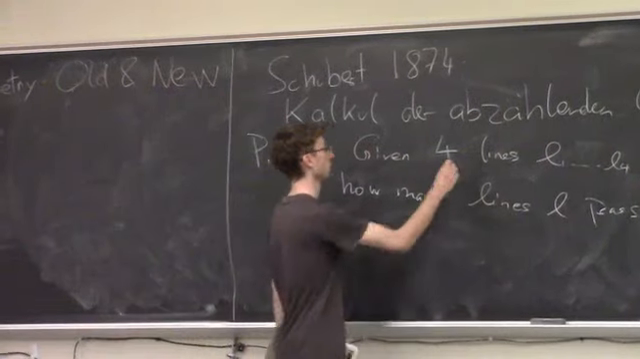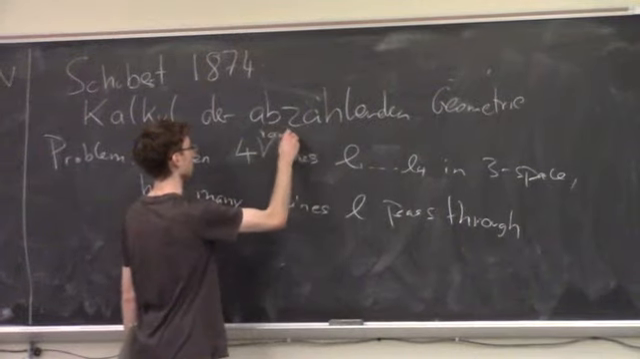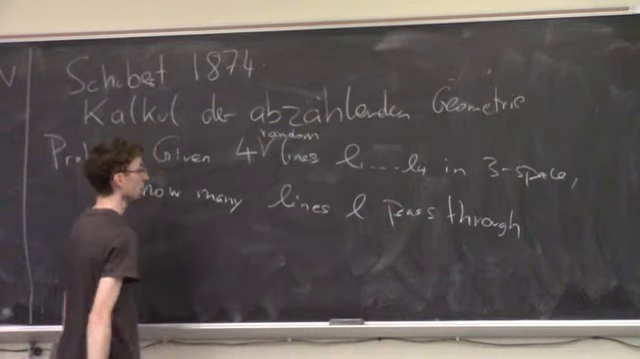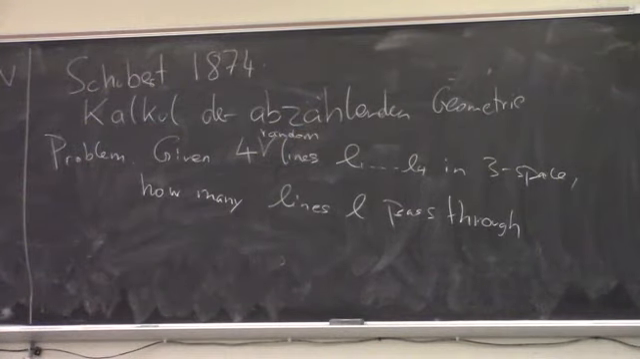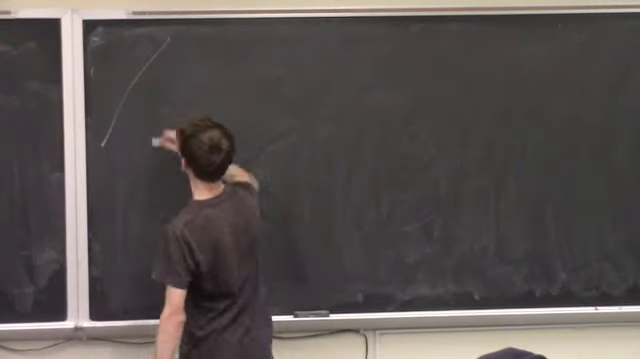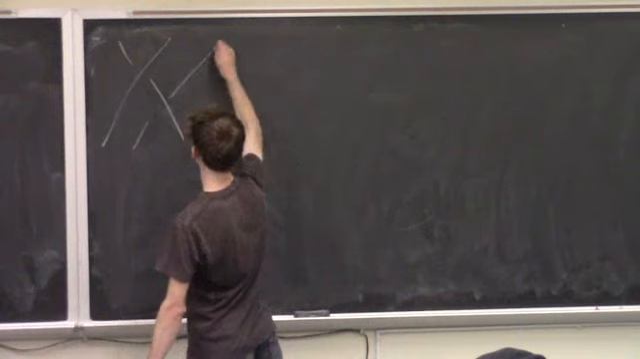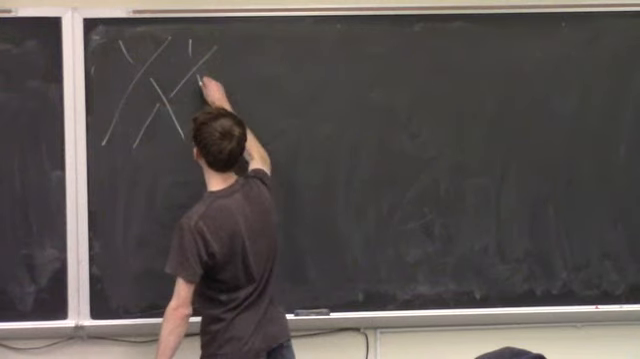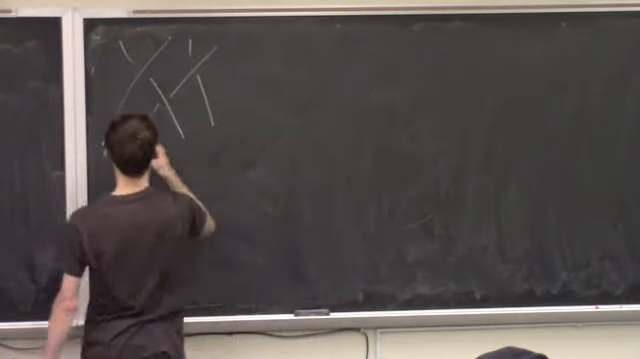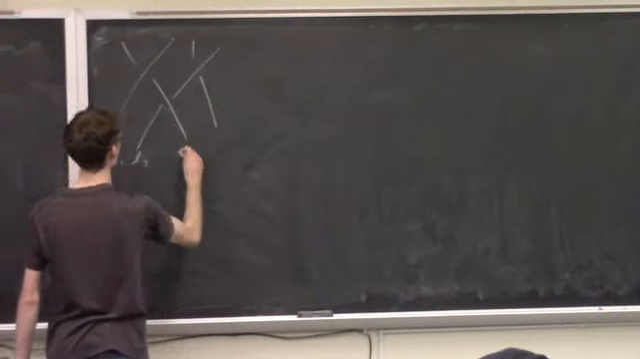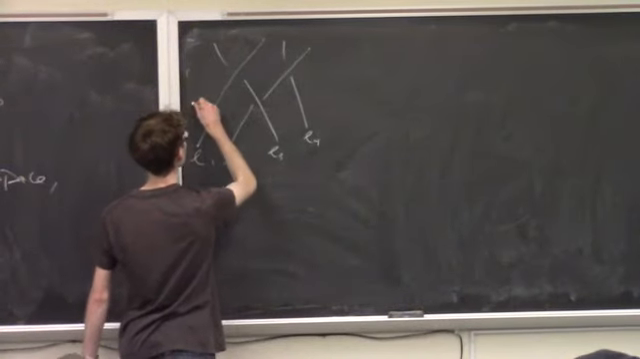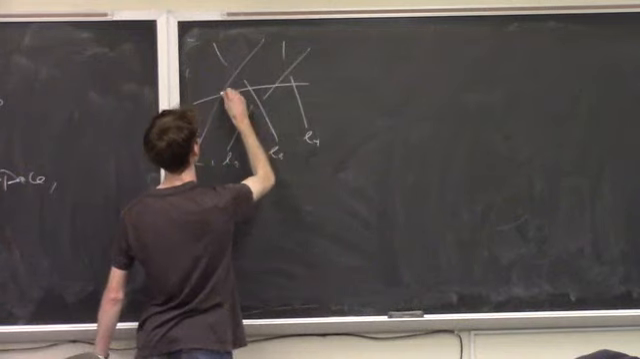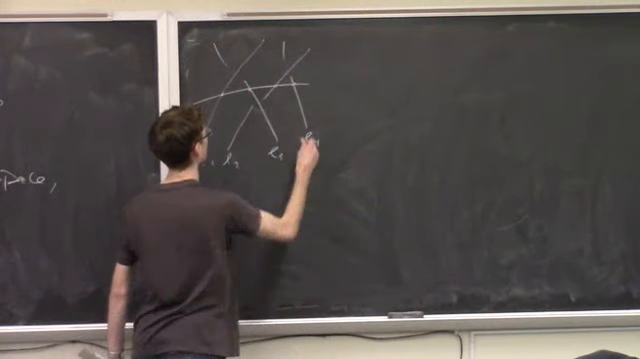So, let's say there are 4 lines, I maybe choose them randomly. So let's see. We have like 4 lines and they don't intersect, because they're chosen randomly. And so let's maybe call them L1, L2, L3, and L4. Now the question is, how many lines can we find that pass through all of them?